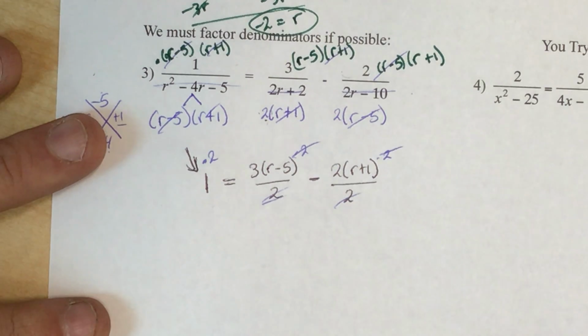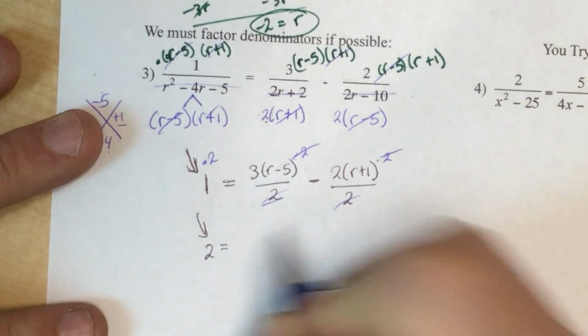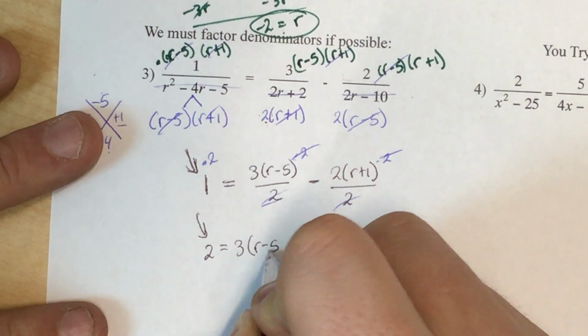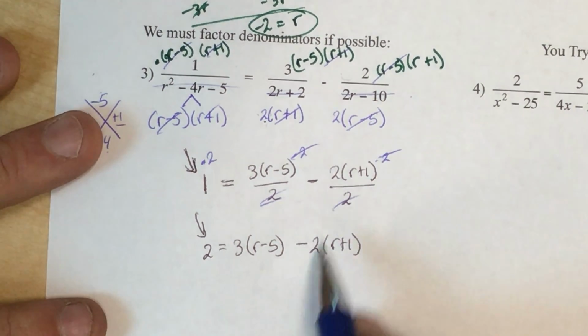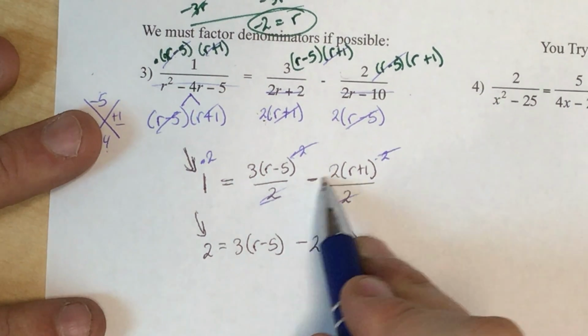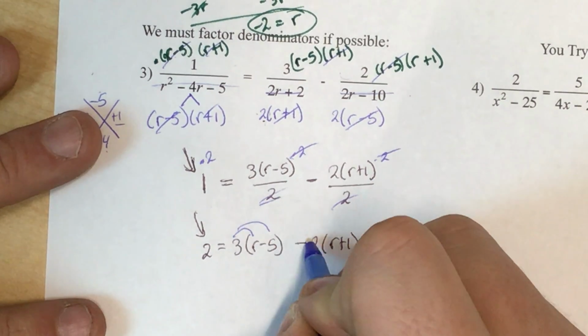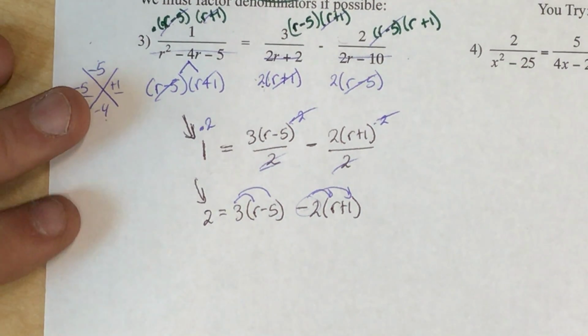So now the simplified form is going to have 1 times 2, which is 2, and that is equal to just 3 times r minus 5 minus 2 times r plus 1. And now this minus I have attached with this negative 2. So when we go and distribute, the negative 2 is going to distribute into both of those terms.